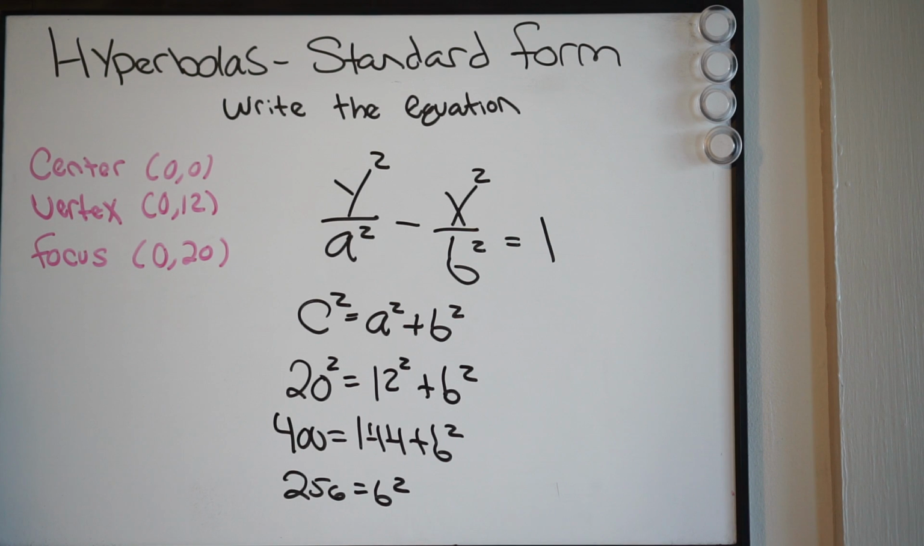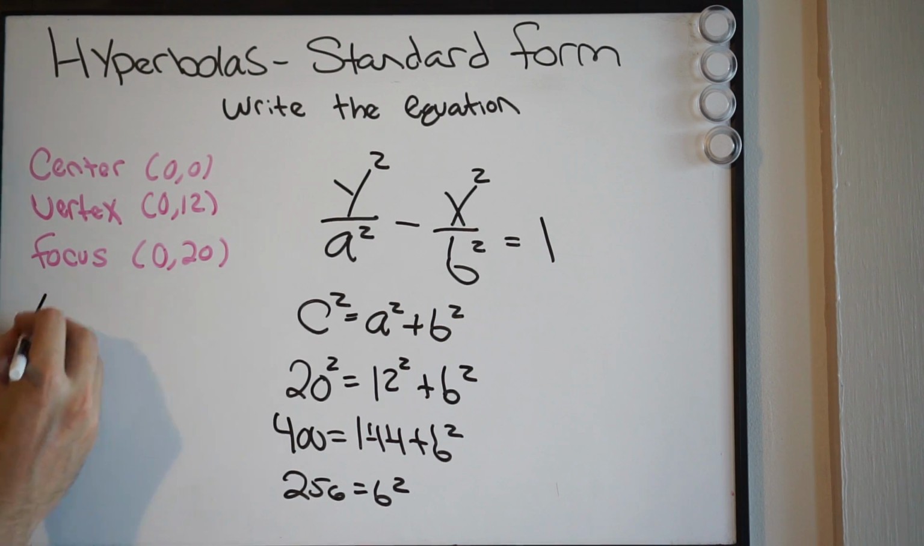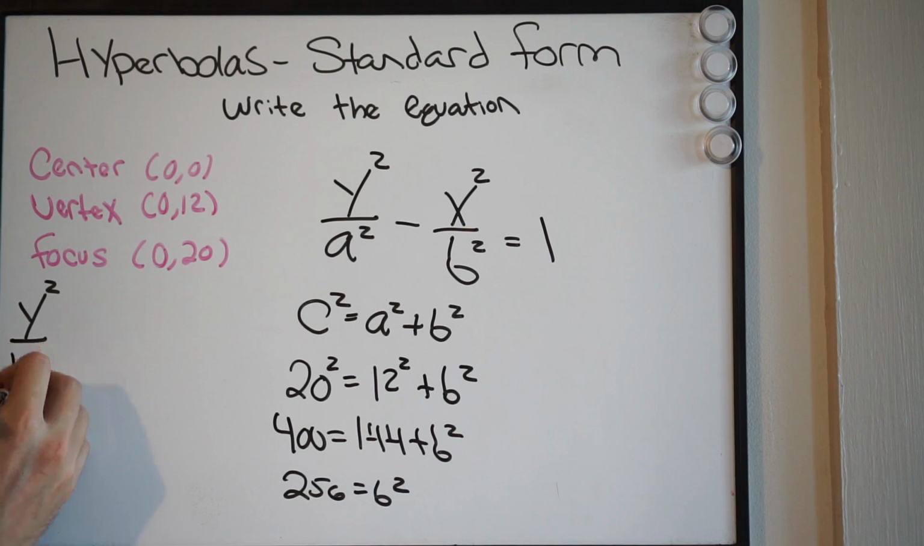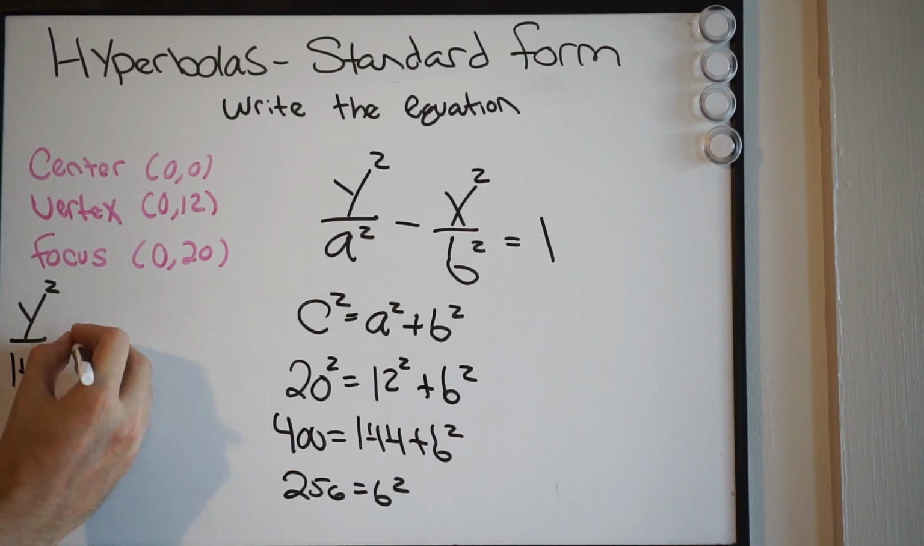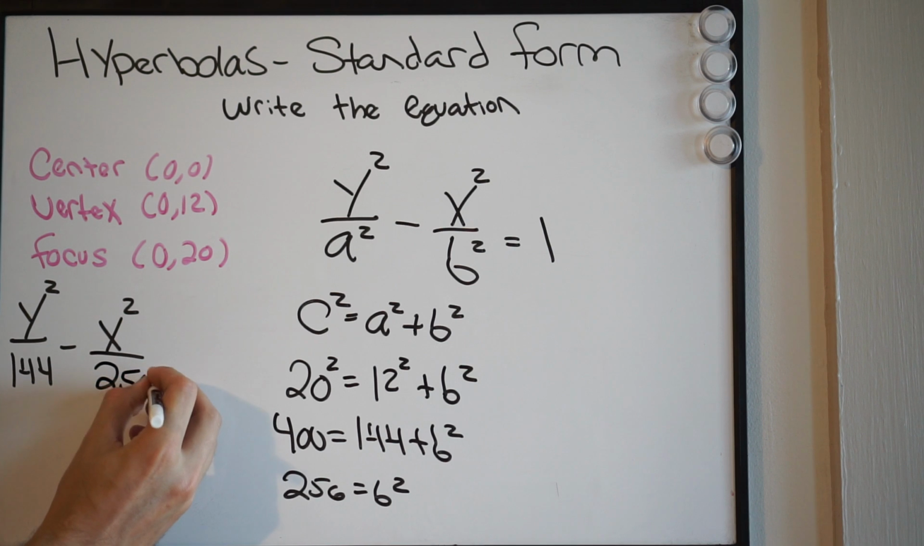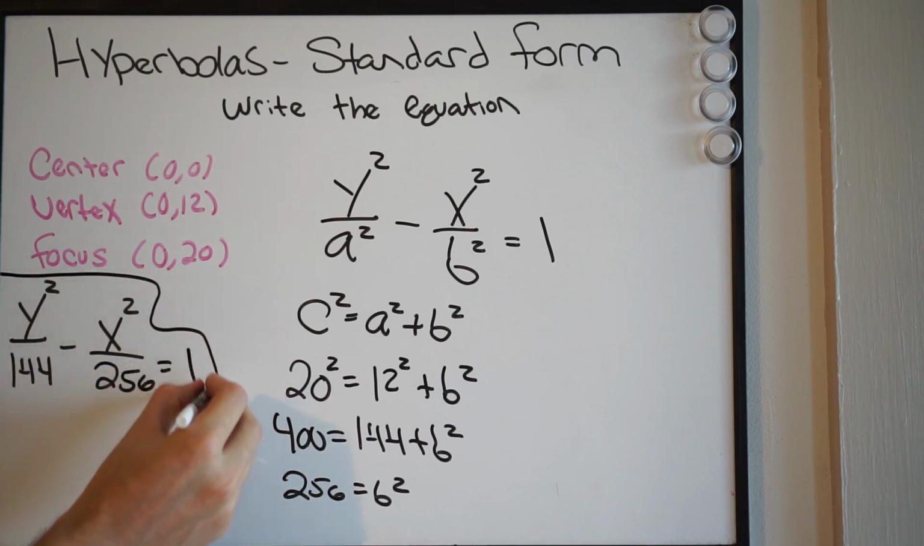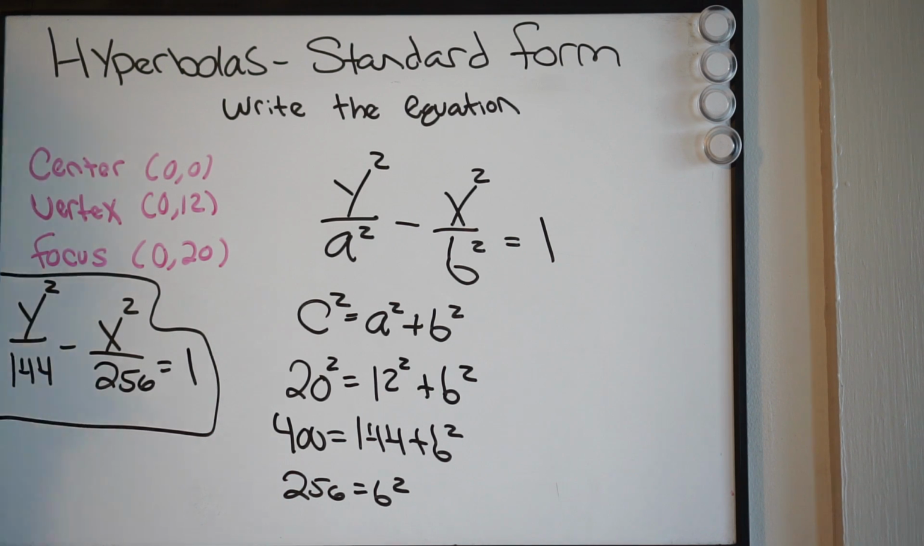So we now have enough information to go ahead and fill in our values. We'll have y squared over, now what is a squared going to be? Well, we know that my a value here is going to be 12, and when we square it, it's 144. Minus x squared over b squared, which here is going to be 256, equal to 1. And this here is going to be your final equation.